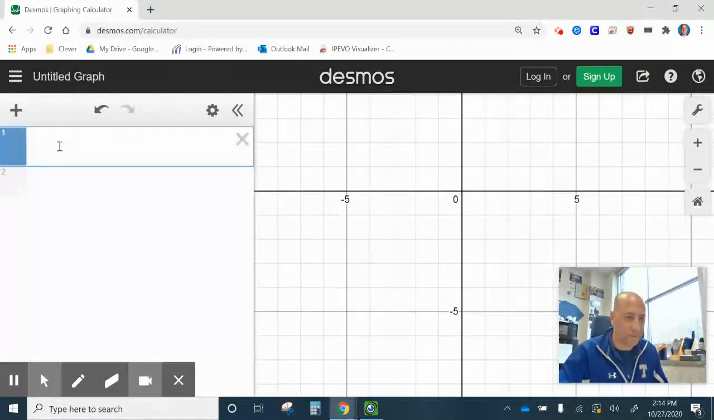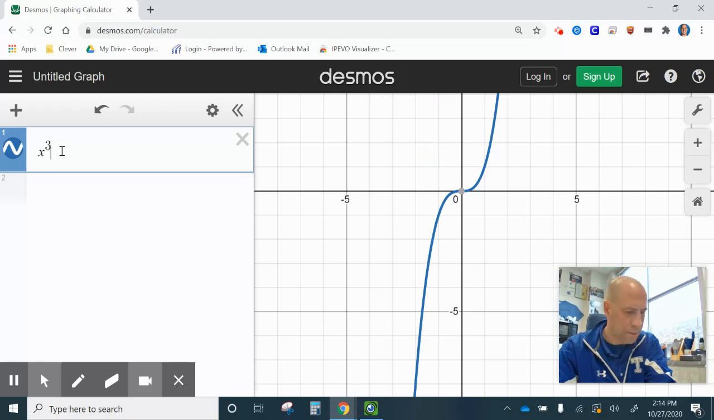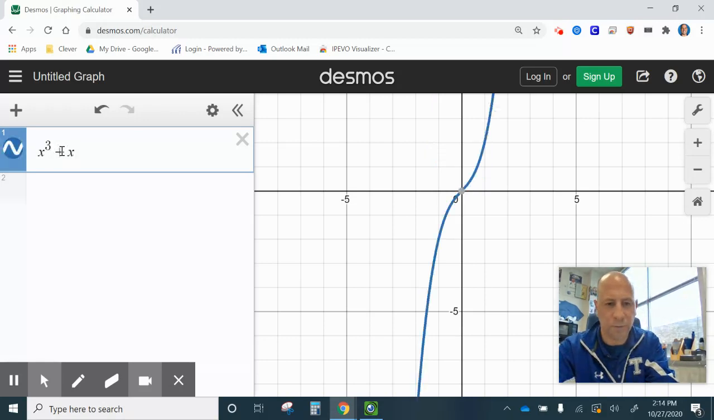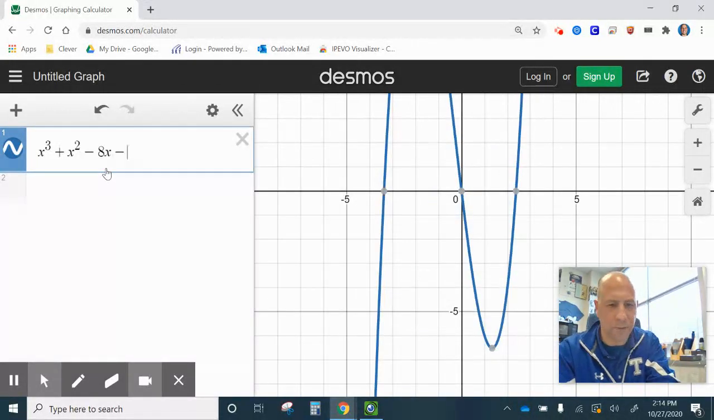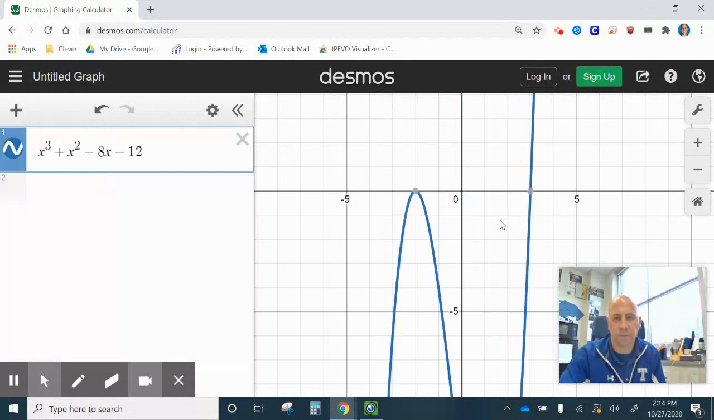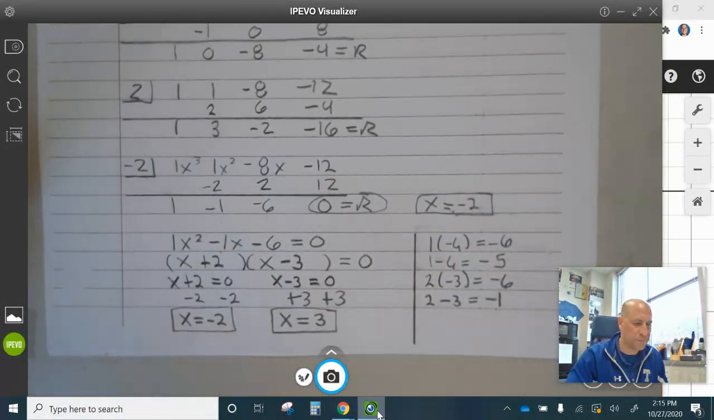So we graph, that's x cubed plus x squared minus 8x minus 12. Okay, we click here. It verifies our negative 2. We click here. That verifies our 3. All right, so that finishes up example 2.